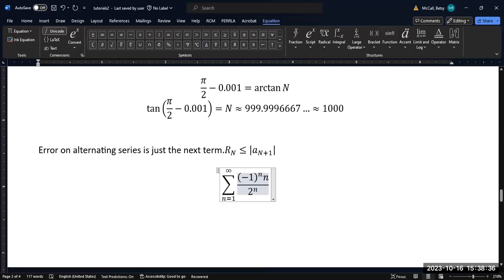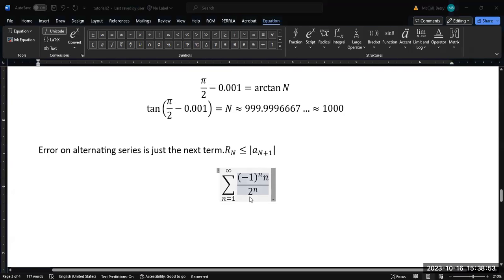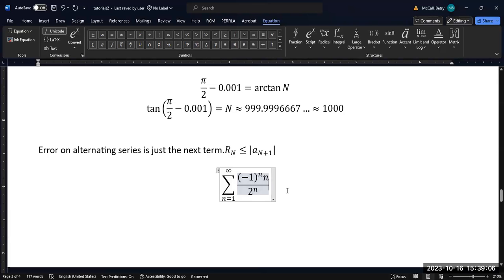So I know that this is going to converge. I know this is going to converge because number one, it's alternating. And if I take the limit of n over 2 to the n, this does in fact go to 0. I can use L'Hopital's rule to prove that the limit does in fact go to 0. I could use the ratio test, for instance, to prove that also, that this does in fact converge. So now that I know that it converges, let's say I want to find the error.